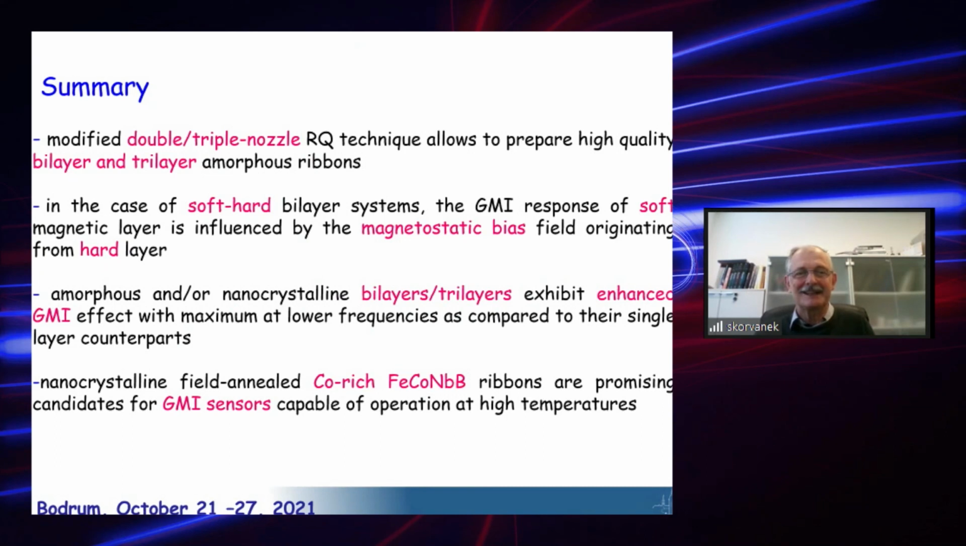It was shown that this double nozzle or triple nozzle technique is good for preparation of this two-layer and three-layer ribbons, and these systems can be interesting for GMI. And in the case of these cobalt-rich iron, cobalt, niobium, boron ribbons, we see that they are promising candidates for GMI sensors that are capable of operation at high temperatures.